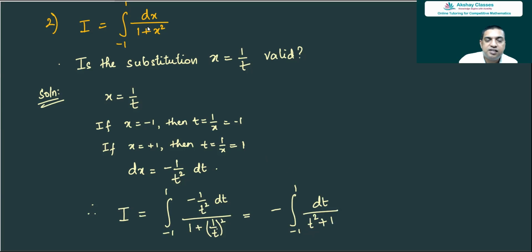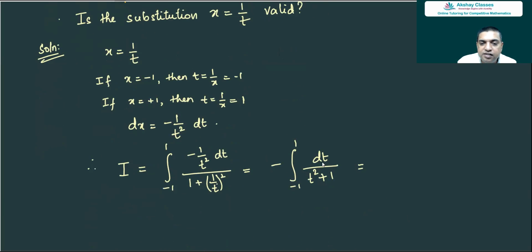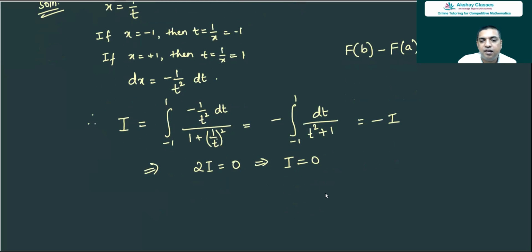Now this integral is same as this integral, just that x is replaced by t. In definite integrals, the variable does not matter whether it is x or t. You get the antiderivative and you substitute in the antiderivative f of b minus f of a. That's what you do. So this doesn't matter. So this is also equal to I. So we get 2I equal to 0, which means I should be equal to 0. The question is, is this correct?